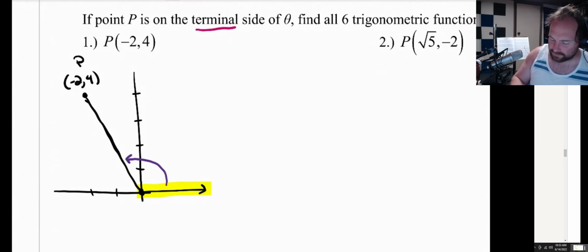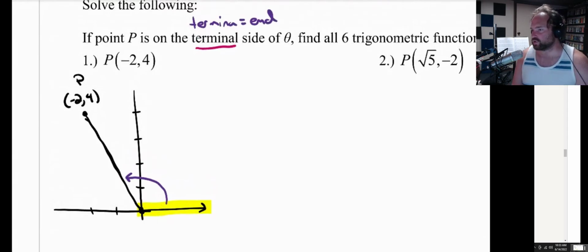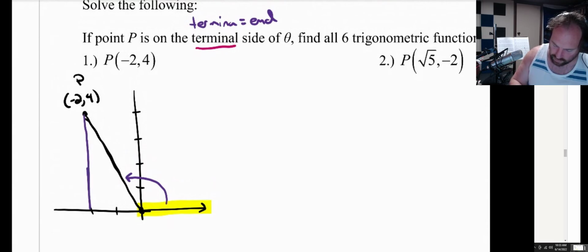Terminal, for my friends that are in Spanish, you might know the word termina, which means end, and it's the exact same language thing there. The terminal side is where the angle ends. So that is the angle in question. It's an obtuse angle between 90 and 180 degrees, or, since we deal with radians, pi over 2 and pi, but we don't really need to care about that because the right triangle that we're going to draw is going to be this one. We always connect our right triangle back to the x-axis whenever possible.